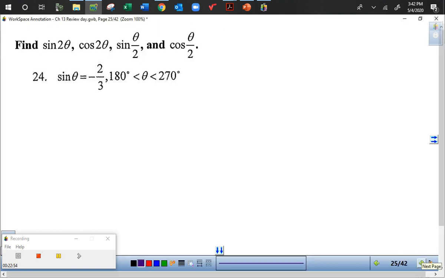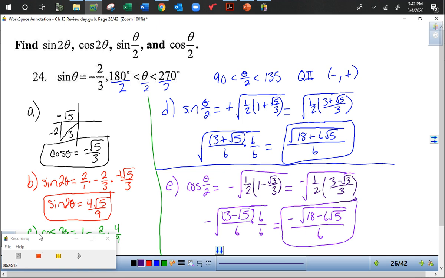And then I've got one more here for you. Okay, so again, find the missing piece, so find cosine, and then you can go ahead and solve this one. All right, let's check it out here.